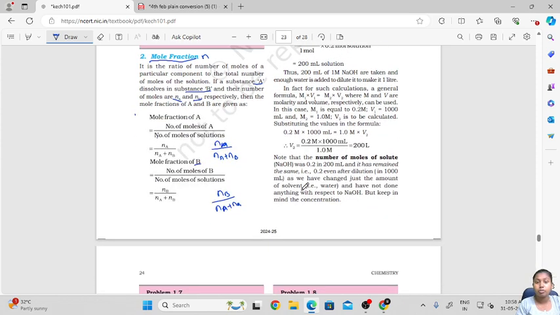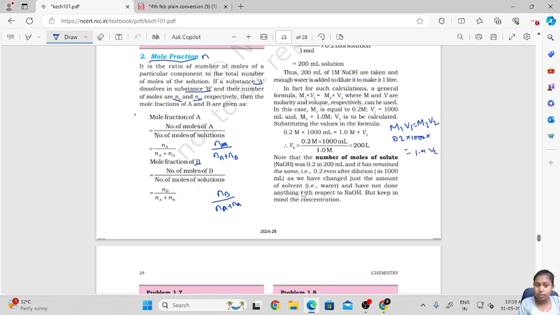So here the formula we use to calculate it is M1 V1 equals M2 V2. A general calculation formula, M1 V1 equals M2 V2, where M and V are molarity and volume respectively, can be used. So here M is molarity, V is volume. Okay, so in this case M1 is equal to 0.2, volume is 1000 ml because it is 1 liter, multiplied by M2, which will be 1 molar, and V2 we have to find.